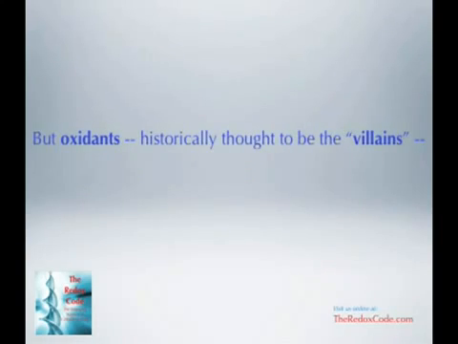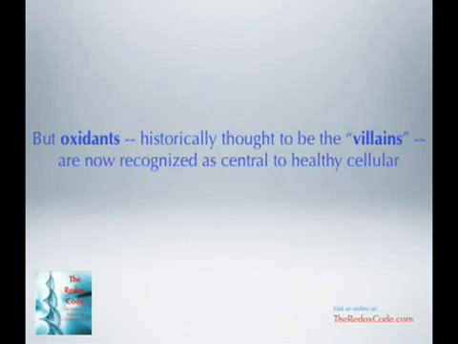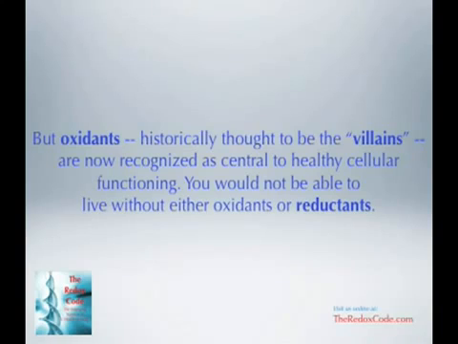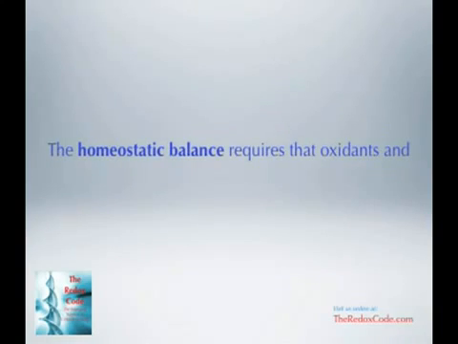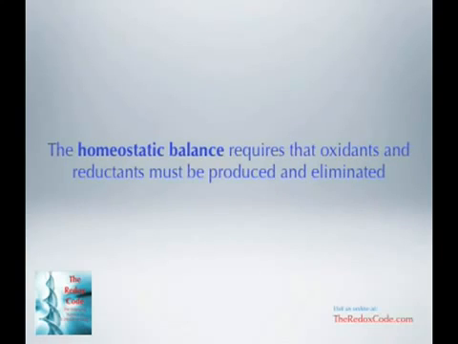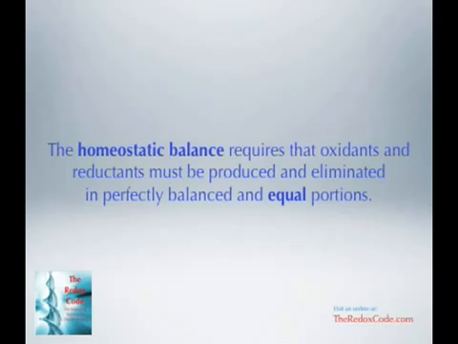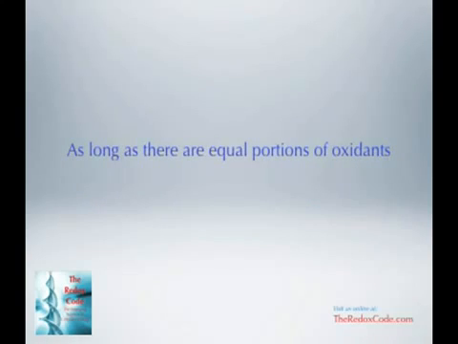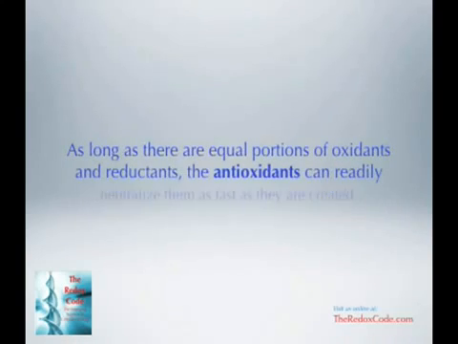But oxidants, historically thought to be the villains, are now recognized as central to healthy cellular functioning. You would not be able to live without either oxidants or reductants. The homeostatic balance requires that the oxidants and the reductants must be produced and eliminated in perfectly balanced and equal proportions. As long as there are equal proportions of oxidants and reductants, the antioxidants can readily neutralize them as fast as they're created.